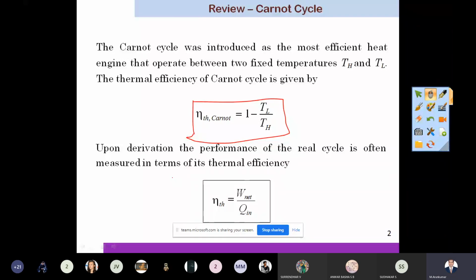The performance of a real cycle is often measured in terms of its thermal efficiency. The Carnot cycle is compared with the thermal efficiency of other cycles. You know the formula, W net by Qin: output by input will be the efficiency. So the thermal efficiency for any other cycle can be calculated with this formula, W net by Qin.